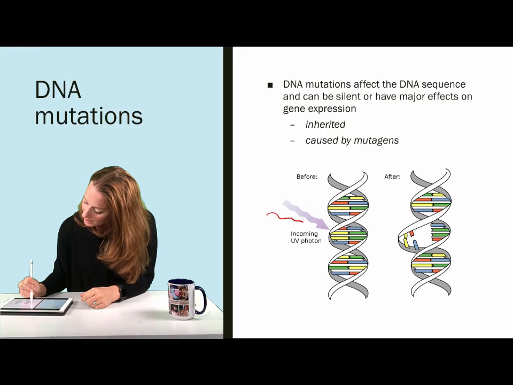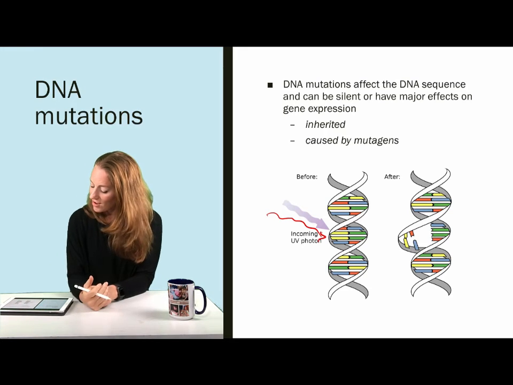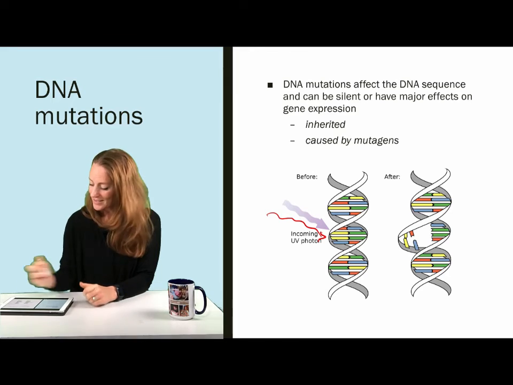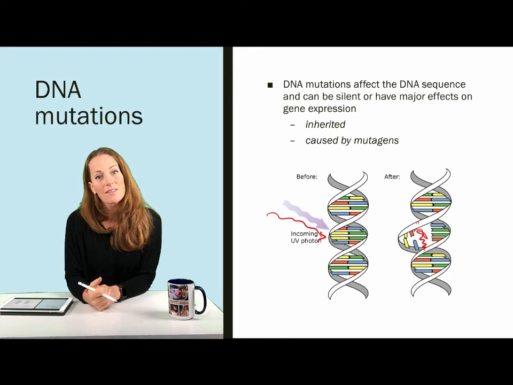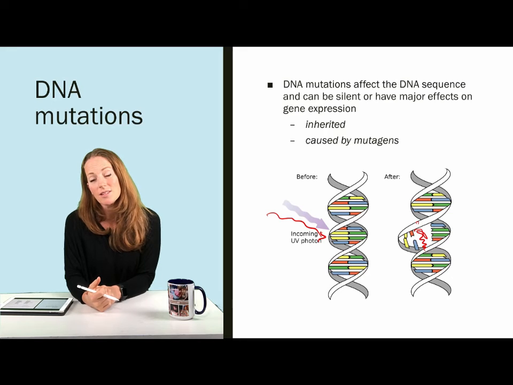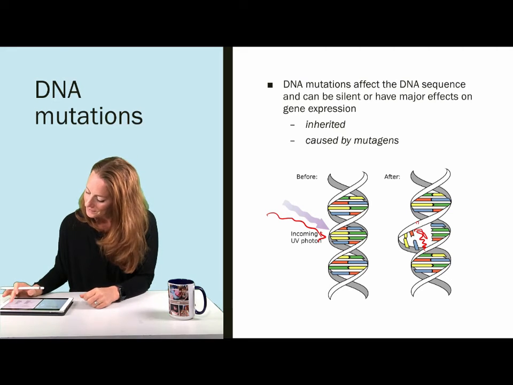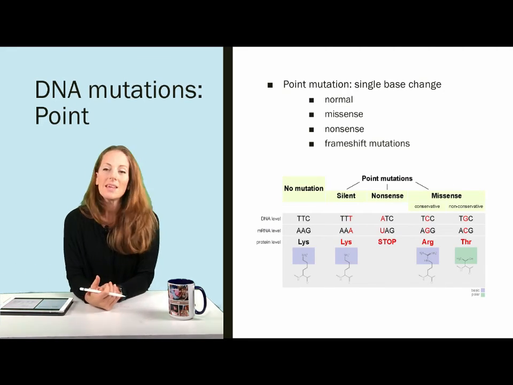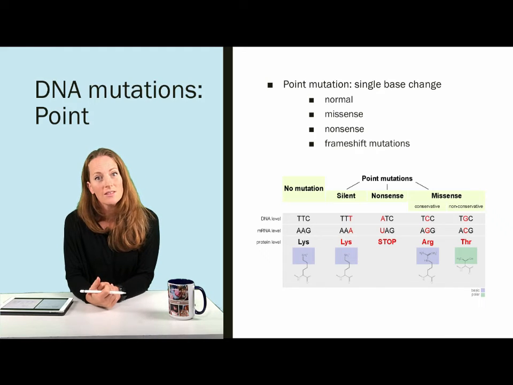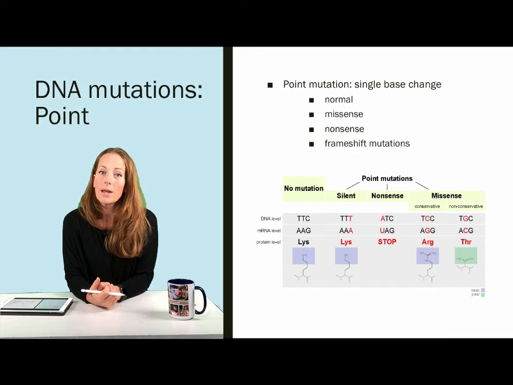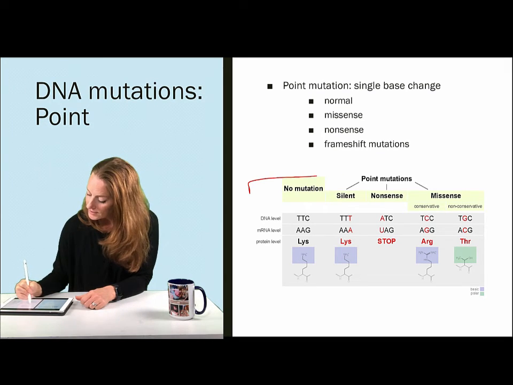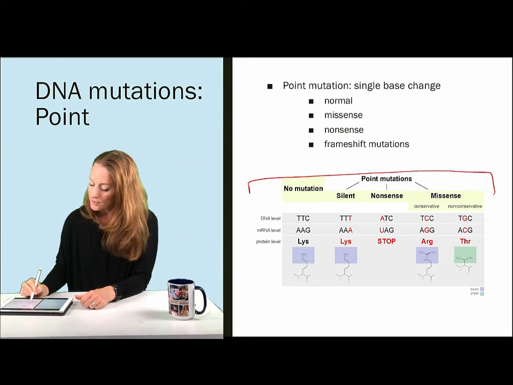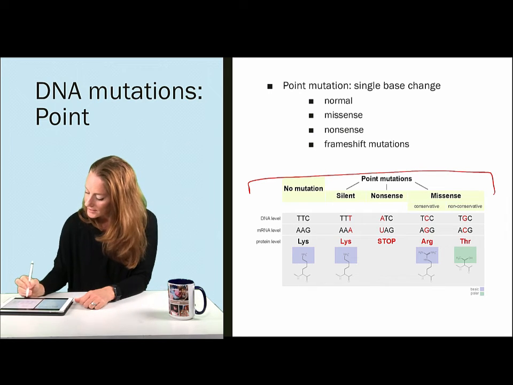Here I'm showing a mutation caused by UV light, where you can see alterations in the DNA structure have happened because of exposure to UV light. If there's a single base change in the DNA, that's called a point mutation. So here in this diagram, you can see some examples. So look down here at the nucleotides.